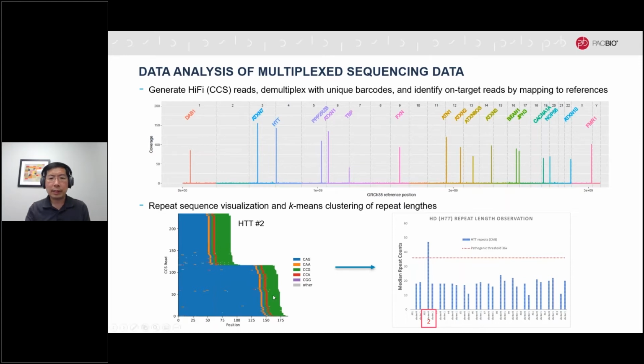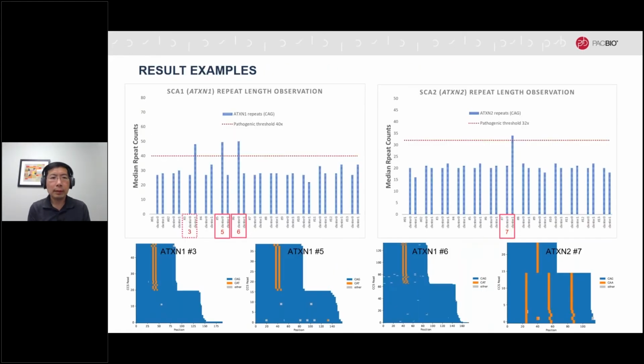In this slide, using the HTT data as an example, we can see in this bar plot that only sample number 2 has repeat expansions beyond the pathogenic threshold. In the next few slides, I'm going to go through the sequencing data with repeat expansions.